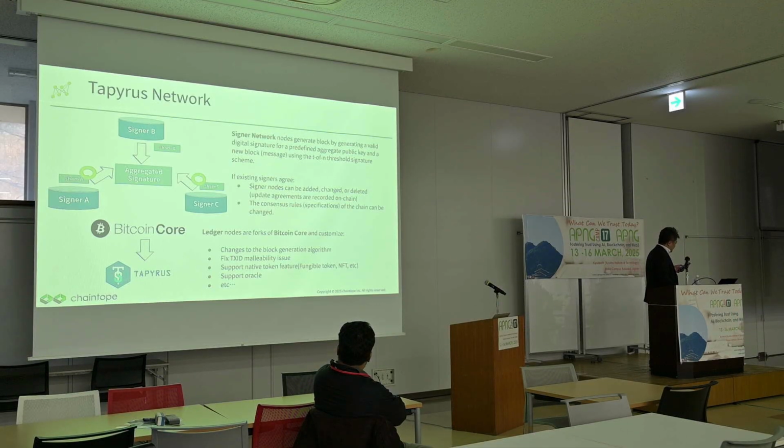In Tapir's ledger, the nodes are a fork of Bitcoin Core and customized. We chose to base our network on Bitcoin Core because it has been running in a decentralized environment for 16 years and has predictable resource demands and chain growth.